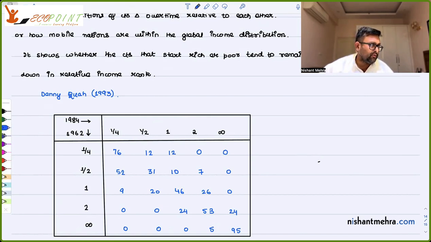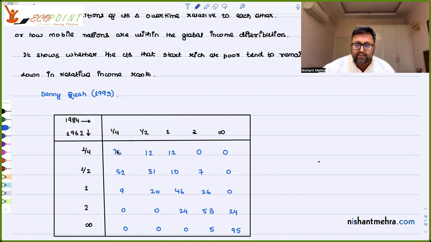One of the points about this matrix could be that, of course, in the answer you will write that each row is representing the percentage of countries earning this much for this average. Each column is representing the same for 1984. You will write this in the answer, right? So I'm not writing all that, but a few points I will write.